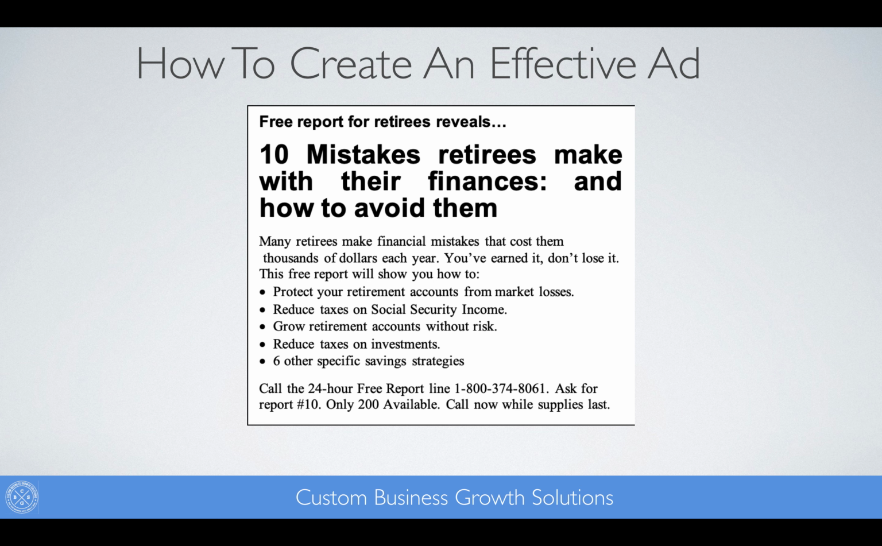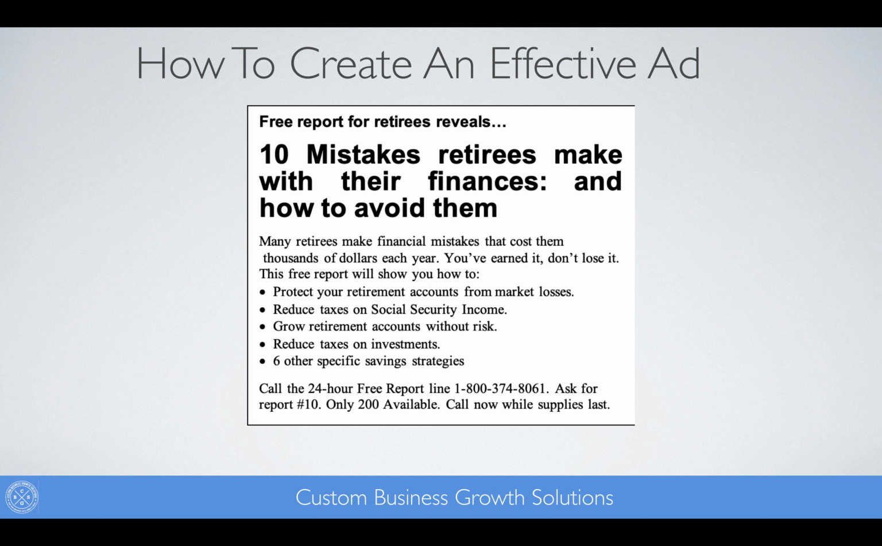I want this, so how do I get it? Here's the call to action: "Call this 24-hour free report line." There's a phone number to call to get this report, so I know now what to do. "Ask for report number 10." That's how we can measure the effectiveness of this ad. There's a specific way: report number 10, I'm calling a specific number. "There's only 200 available, so call now while supplies last." So there's urgency. Attention, interest, motivating call to action.